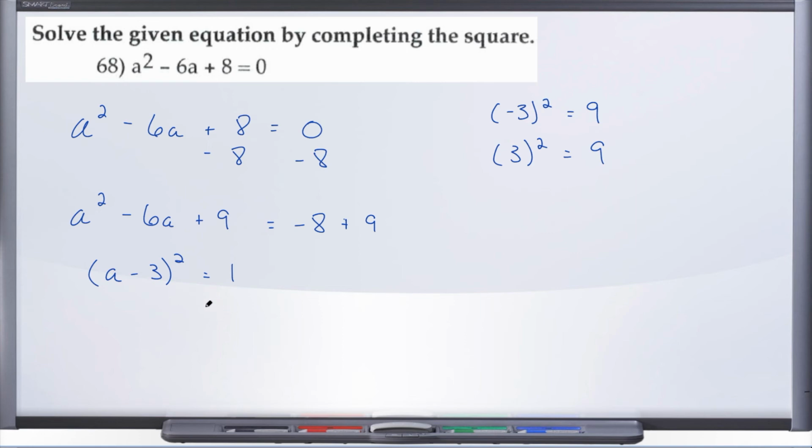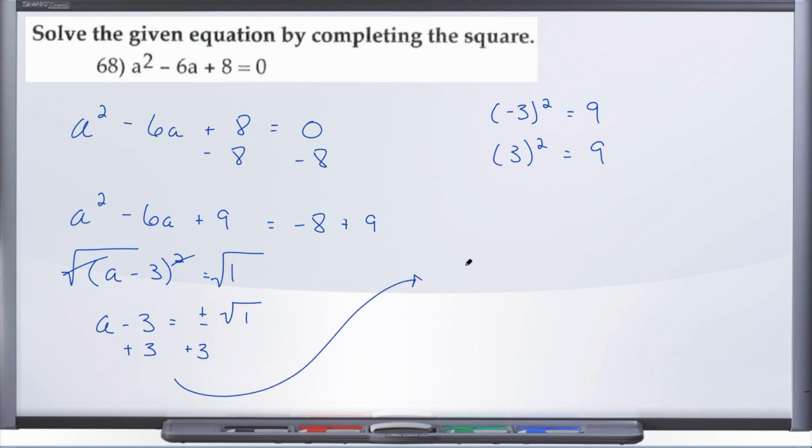And now we want to start to solve for a. So the first thing we're going to do is go ahead and take the square root of both sides. And when we take the square root of both sides, we are able to eliminate that square. And we're left with now a minus 3 equals plus and minus radical 1. And if we want to solve for a, let's go ahead and add 3 to both sides. I'm going to bring this over here. And we end up with a equals 3 plus and minus radical 1, right?